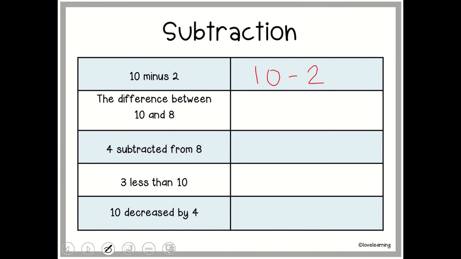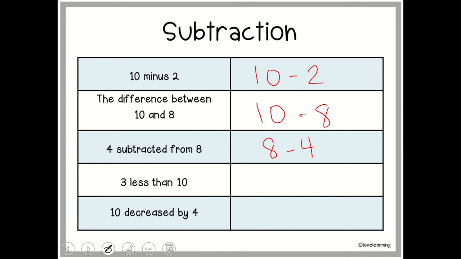The next one is the difference between 10 and 8. I know that when I see the word difference, it means to subtract, and I also know that 10 is larger than 8. So I would write this as 10 minus 8. The next one can be a little tricky. 4 subtracted from 8. Obviously, this one is a little easier because it does tell us to subtract, but this one shows 4 first. But I can't say 4 minus 8 because I cannot take 8 away from 4. So I must write it as 8 minus 4.